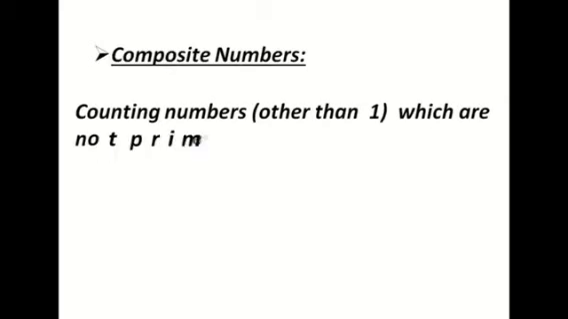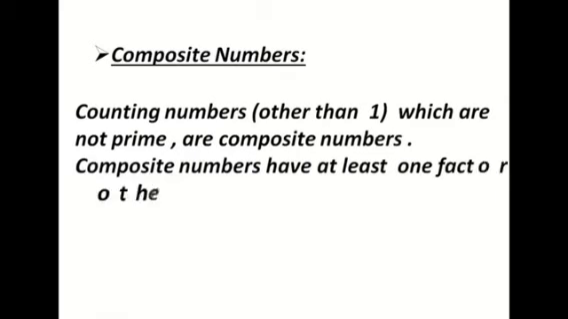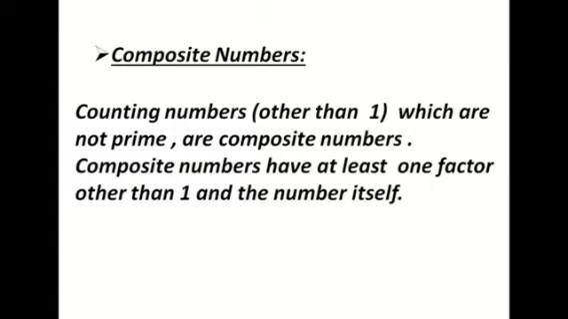As we have discussed prime numbers, now you tell me what are composite numbers. Composite numbers are those which are not prime numbers. So how do we recognize them? They should have at least one factor other than 1 and the number itself. If the number has factors only 1 and the number, then it will be a prime number. But for composite numbers, it should have at least one factor other than 1 and the number itself.